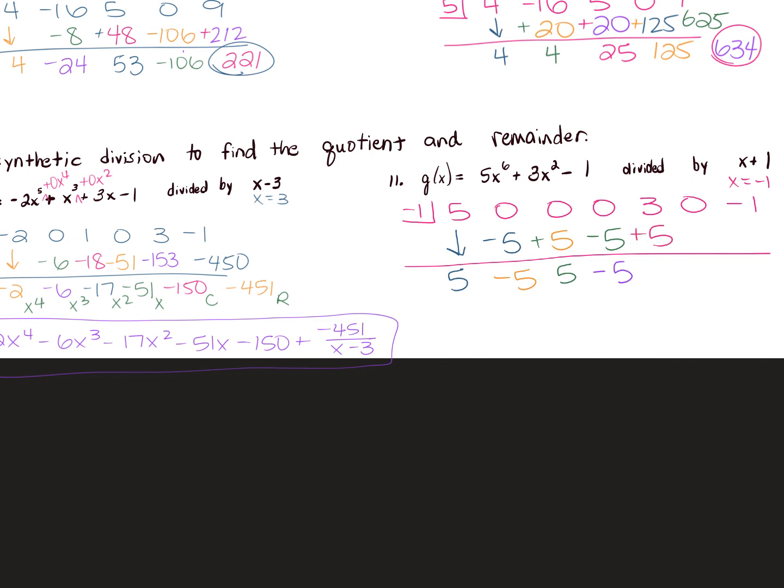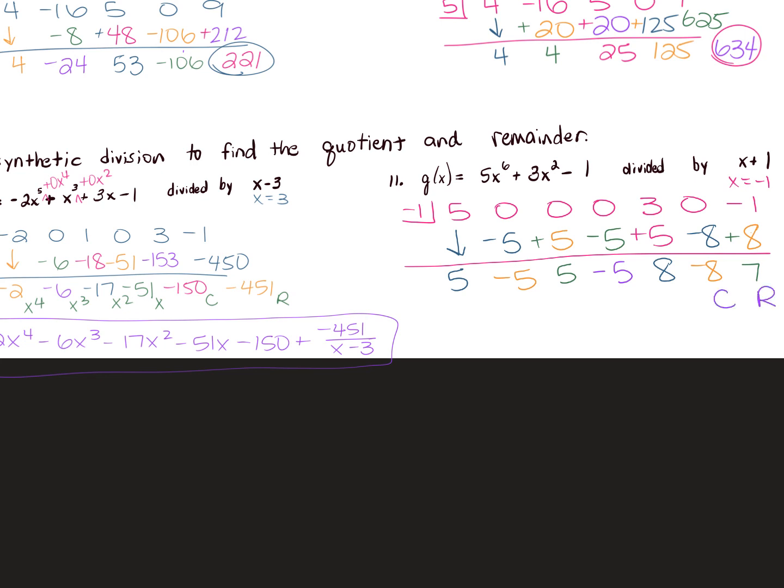Add that with the 3. You get 8. 8 times negative 1 is negative 8. Plus 0 is negative 8. Times negative 1 is positive 8. Minus 1 is 7. So 7 is your remainder.